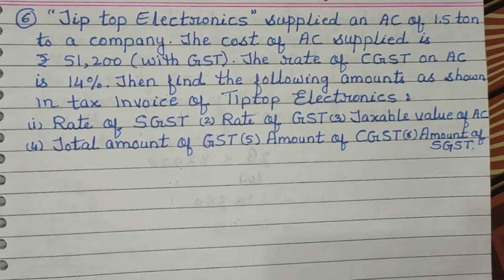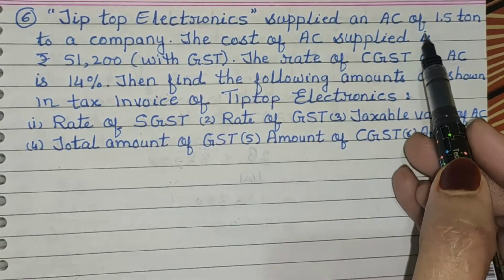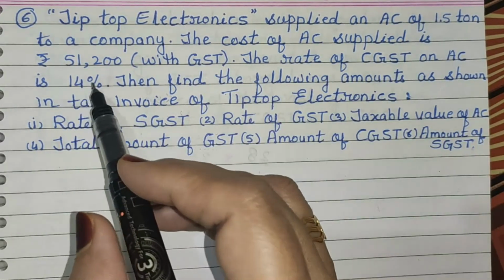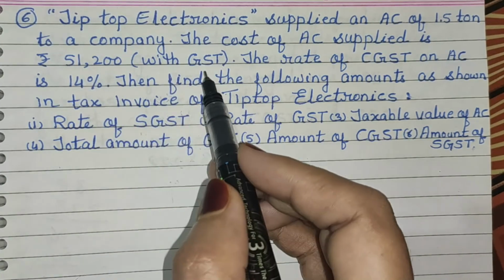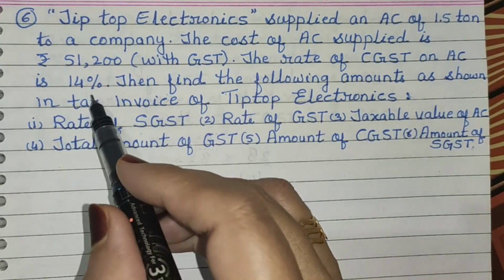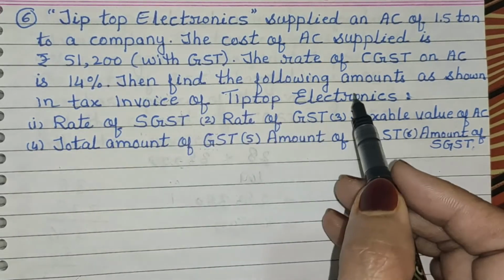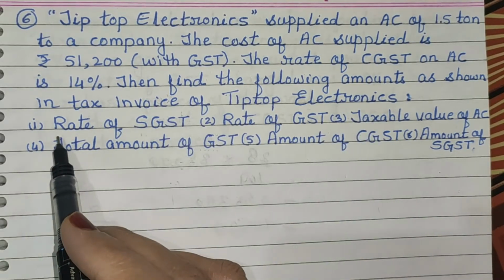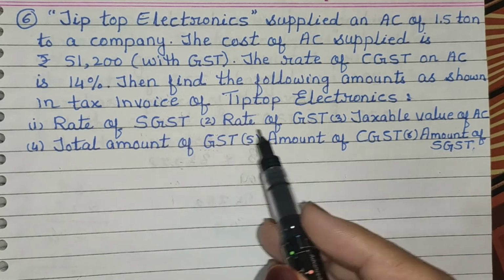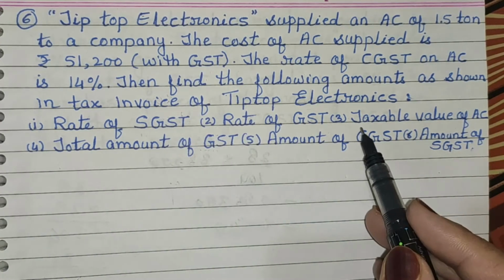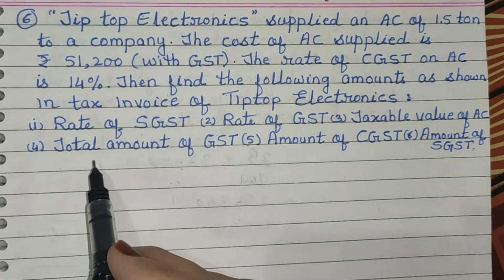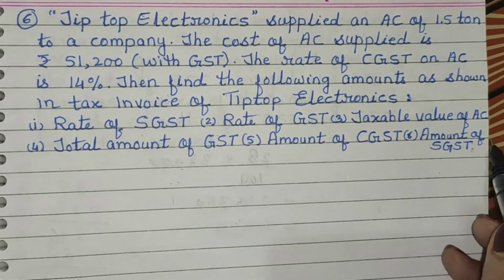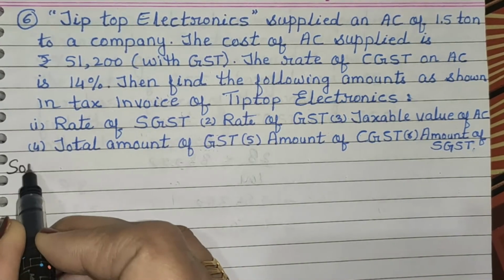Next question is, Tip-Top Electronics supplied AC of 1.5 ton to a company. The cost of AC supplied is rupees 51,200 with GST. The rate of CGST on AC is 14%. Then find the following amounts as shown in tax invoice of Tip-Top Electronics. Now the first amount is rate of SGST, second one is rate of GST, third one is taxable value of AC, next total amount of GST, amount of CGST, and last one is amount of SGST. Now write down the solution here.